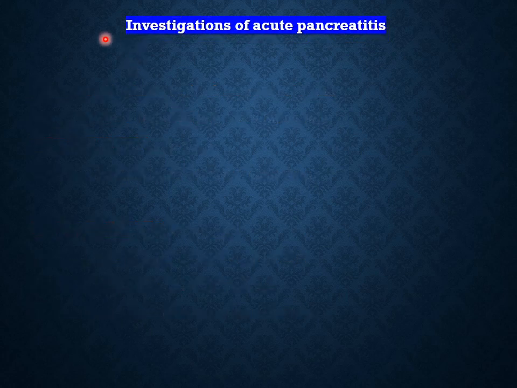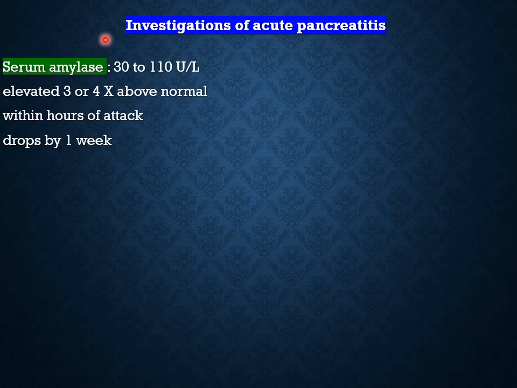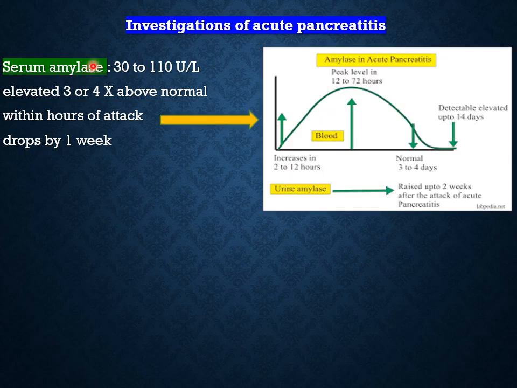Now, coming to the investigations of acute pancreatitis, first, serum amylase is very, very important. The normal value of serum amylase is 30 to 110 units per liter. So in acute pancreatitis, it is elevated to more than 3 or 4 times its normal, often 4 to 5 times its normal.